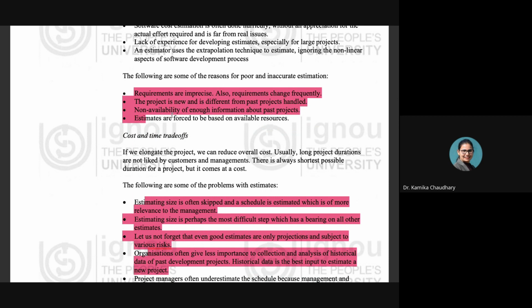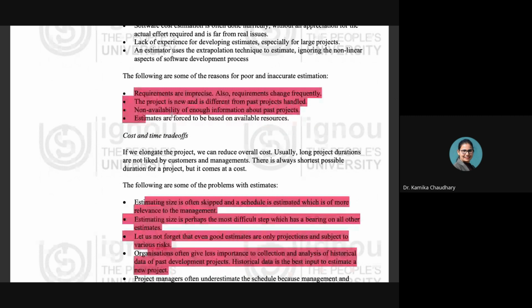Now, the non-availability of enough information about the past project, obviously we have discussed it in the above point also, and the estimates are forced to be based on the available resources. Estimation has to be done on the basis of all the resources which are currently available to the company, right? It does not consider the resources which might come in the future or which might be required by the software project development in the future. So only the current resources are being taken into consideration by the software project company, and that acts as a disadvantage in the case of the estimation.